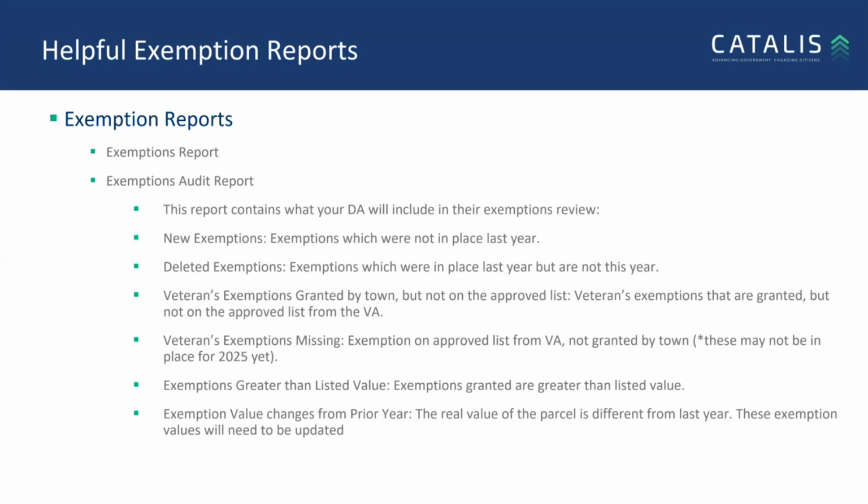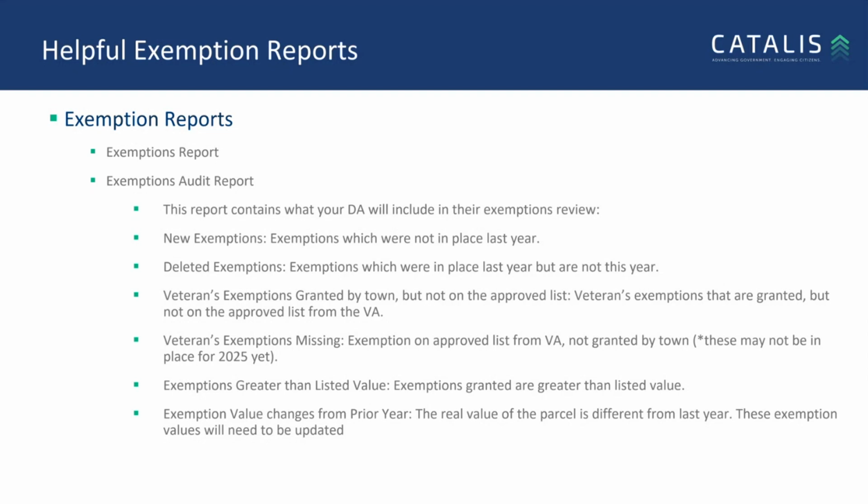Veterans exemption granted by the town, but not on the approved list. So you don't want these, right? The VA says this person doesn't necessarily deserve an exemption, but you have one listed as granted. So it will show you that. And the inverse, if the VA says they should be getting an exemption, but you haven't put that in. So those two are meant to just true up the list of veterans exemptions that you're supposed to have with the list that you're granting, and show you both ways that they could be out of sync.